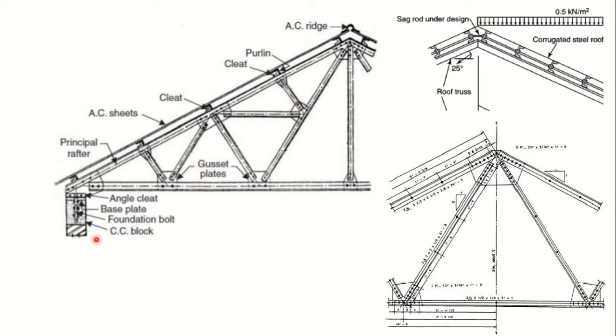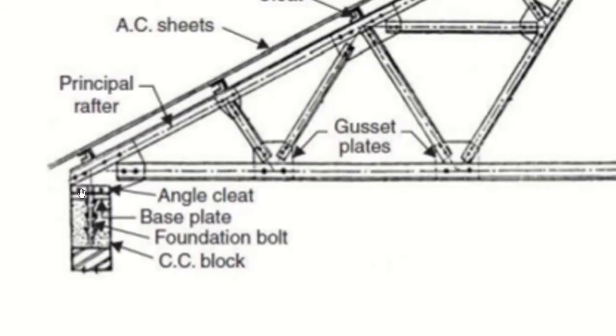And at the supports, we have a support in the form of a column. It may be a masonry column, it may be an RCC column, or it may be a steel column. So the truss will be resting on these columns, and we have to design the shoe angle over here. That is this particular angle, what we have here, we call this a shoe angle. So this shoe angle will be holding this particular part of the truss together.